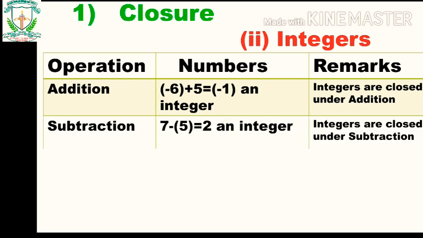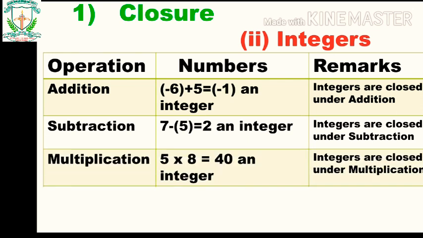What about subtraction? When we subtract two integers, let us say we are having 7 and we are having number 5. So 7 minus 5, we are going to get 2. 2 is an integer because integer includes positive number as well as negative numbers. So in subtraction also we find that closure property holds good, or we can say integers are closed under subtraction.